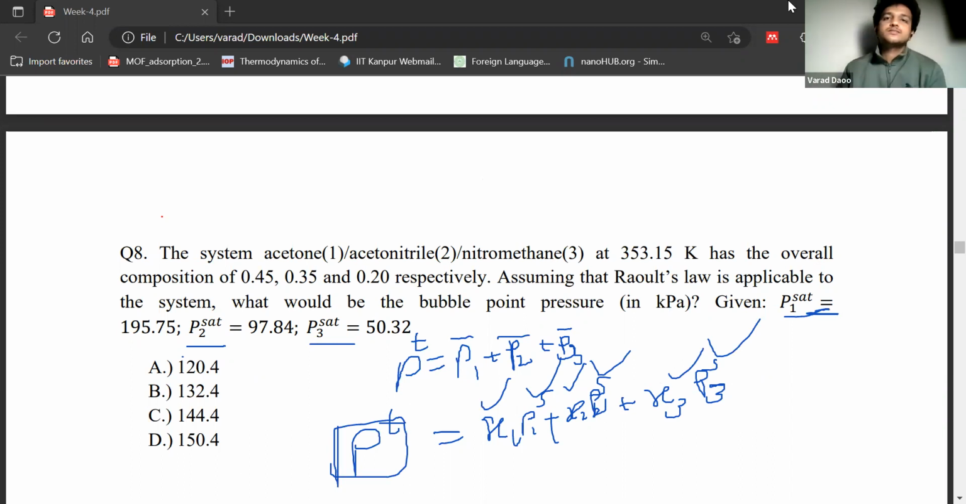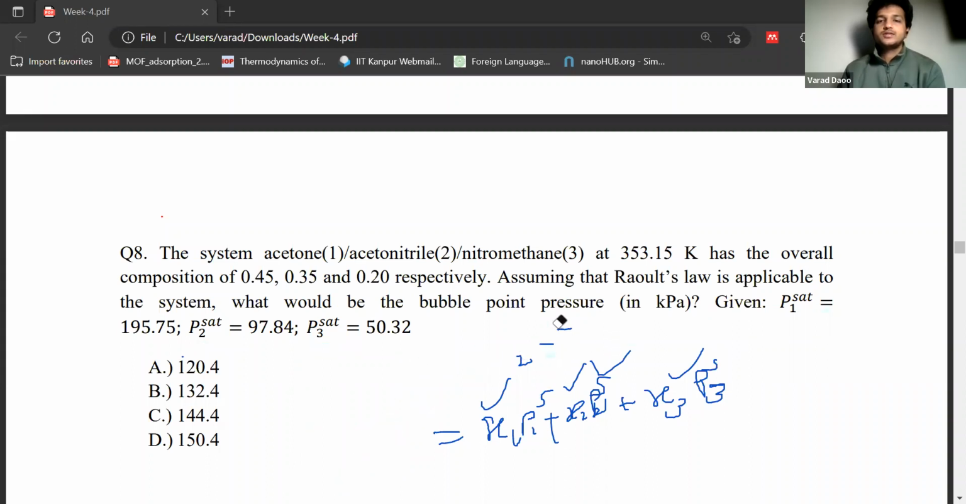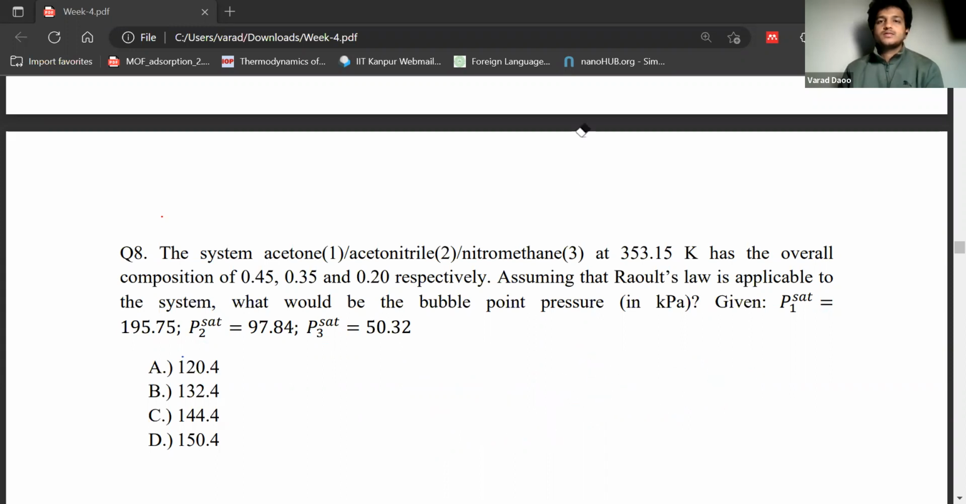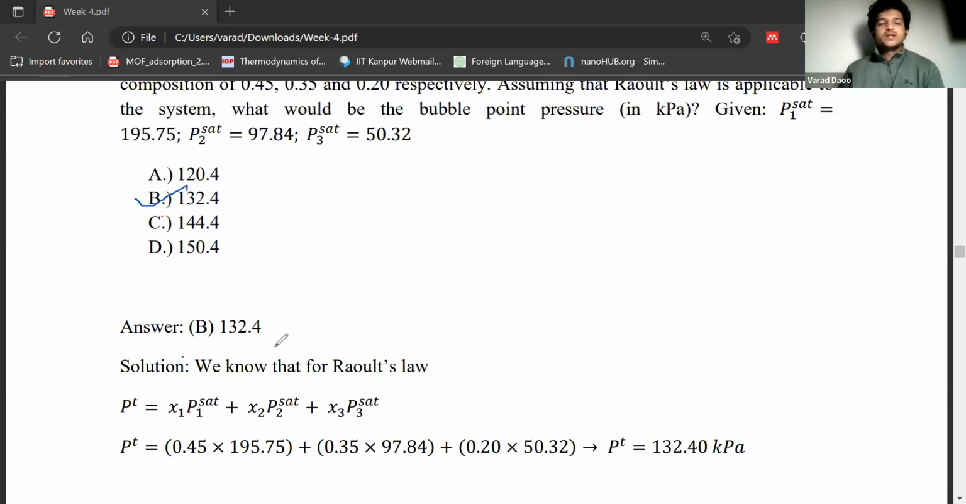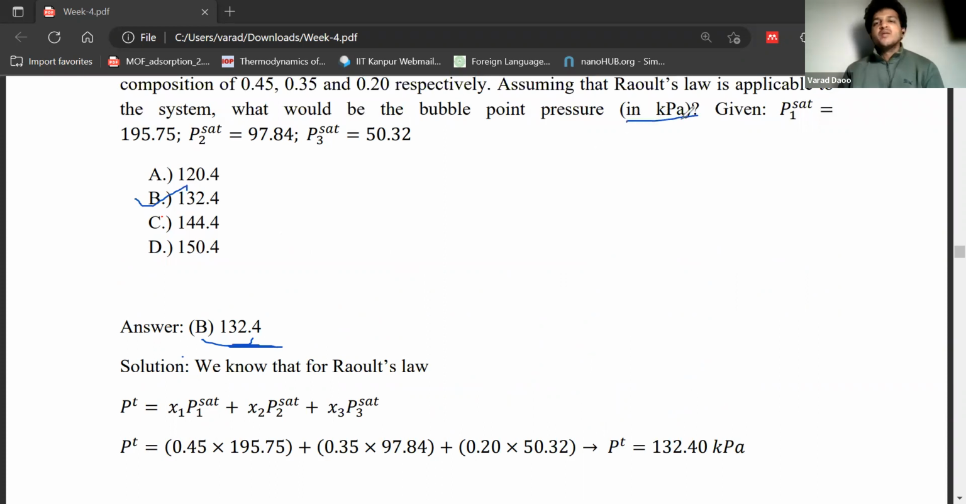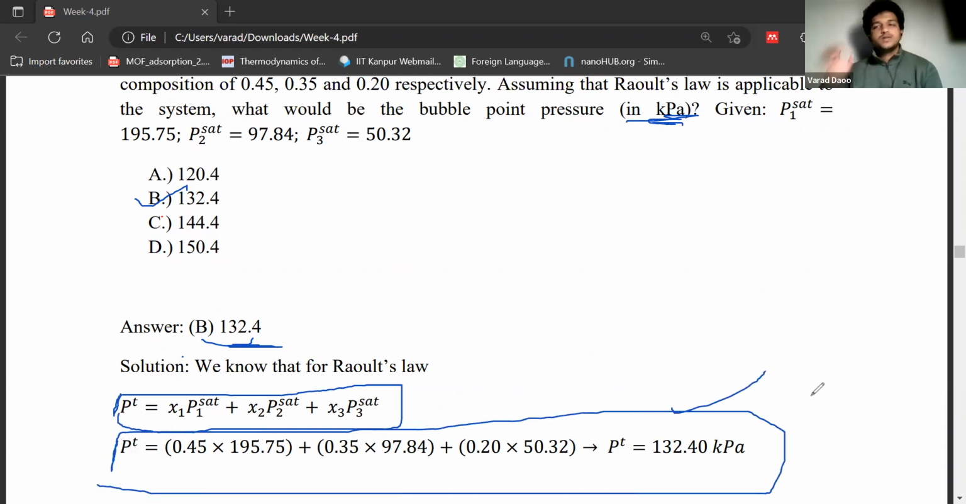Okay. Let me just erase it out and give you the answer. Okay. The correct answer is option B, 132.4. The answer is in kilopascal. Okay. Like I said, it is nothing but this. You just substitute the values and you get the final answer as this. Look, it is fairly straightforward, easy, if only you know what Raoult's law is, right? Correct answer is option B.